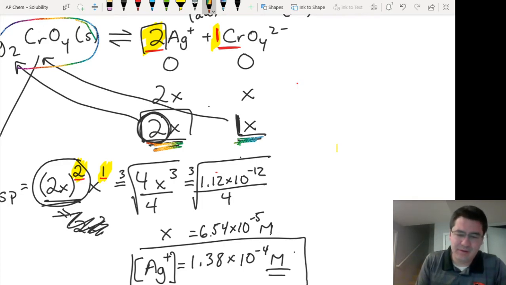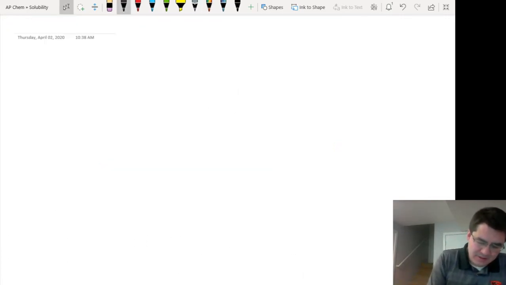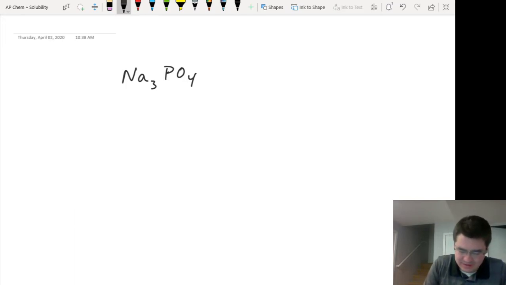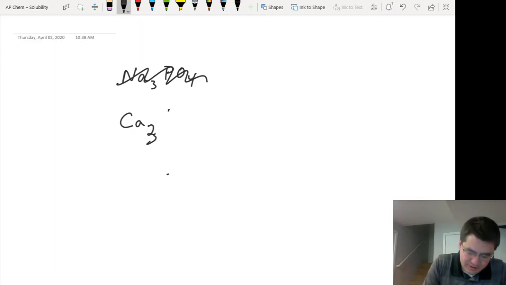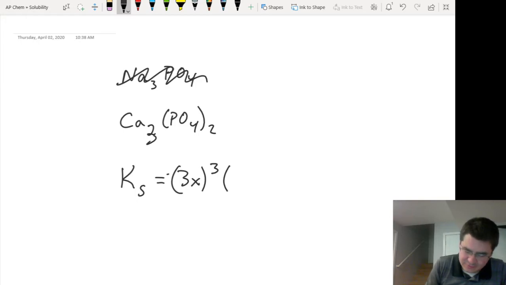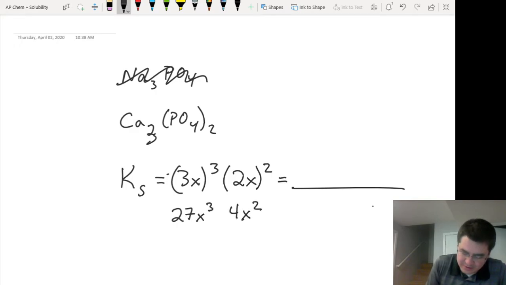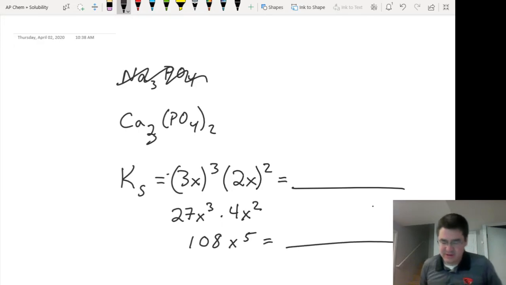For Ksp values, let me do another page. Say it was sodium phosphate, Na3PO4. Well, sodium phosphate's not a good example because it's always soluble. Let me come up with something that's not soluble, like Ca3(PO4)2. The Ksp would be equal to, it's going to have 3 calciums, so 3x to the third, and 2 phosphates, 2x squared, which would equal some Ksp value you could look up. This would end up being 27x cubed, and this would be 4x squared. So you'd end up with 108 x to the 5th equals that same thing.